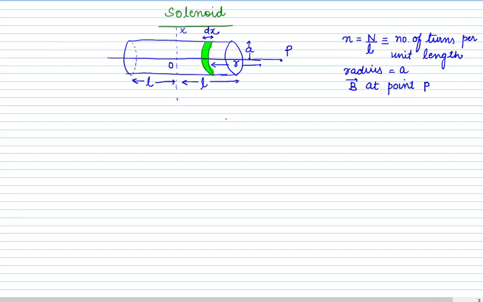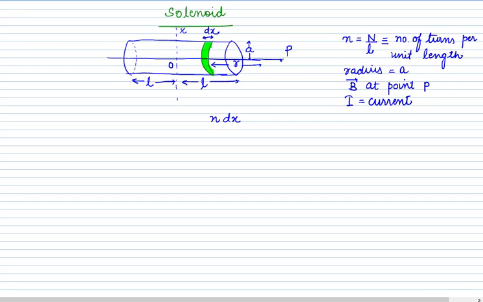Within this section dx, as the number of turns per unit length is small n, in the thickness dx the number of turns will be n into dx. Hope it is clear to you. Once again, small n is the number of turns per unit length, and dx we have taken as any segment. So within this segment, the number of turns will be n dx. And I is the current which is flowing in the wire wrapped around this hollow cylinder, that is, the current flowing in the solenoid.